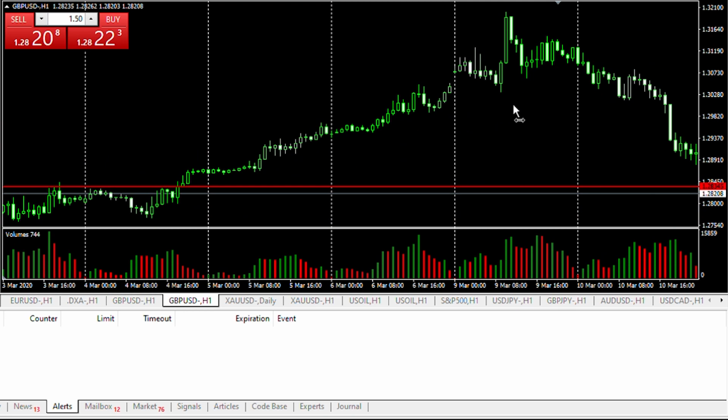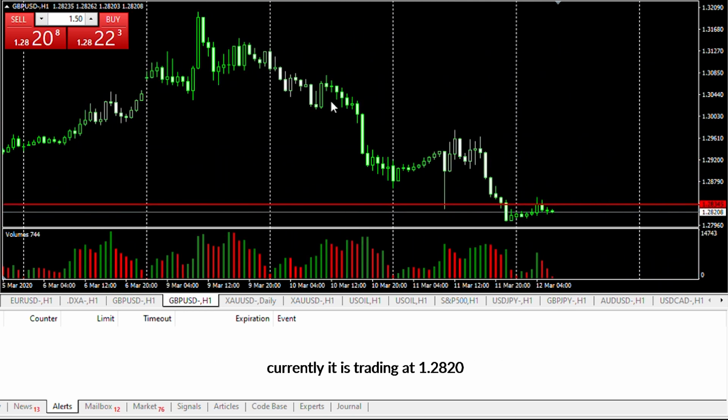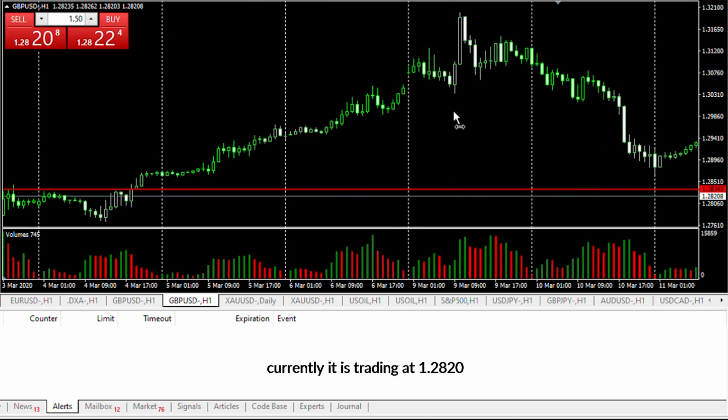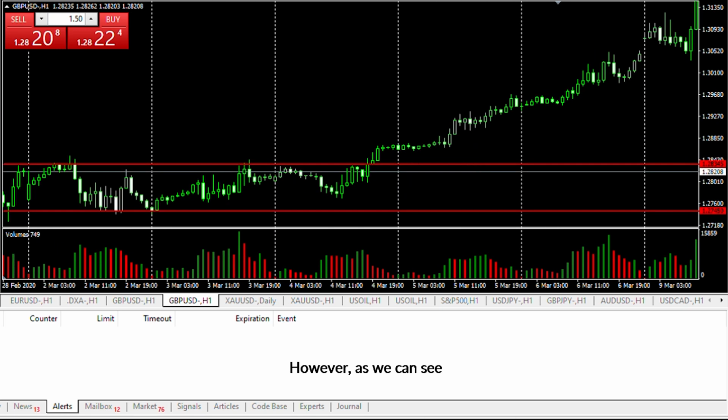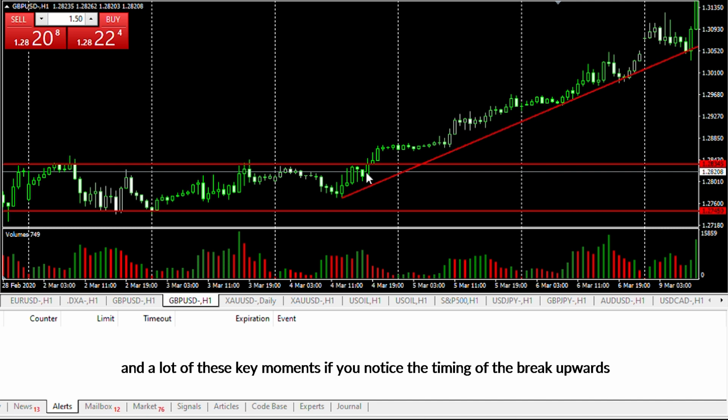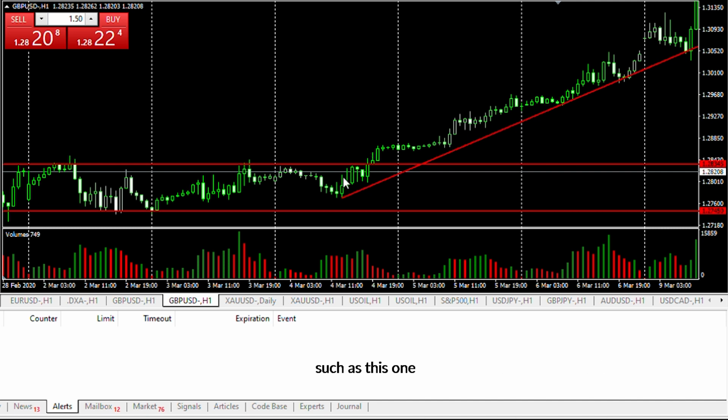What we're looking at here is the pound dollar, currently trading at 1.2820. What we see here is that as recent as the 2nd of March until the 4th of March, the pound dollar is trading in a sideways range. However, as you can see, it starts to break up. In a lot of these moves, you notice the timing of the breakup, such as this one.